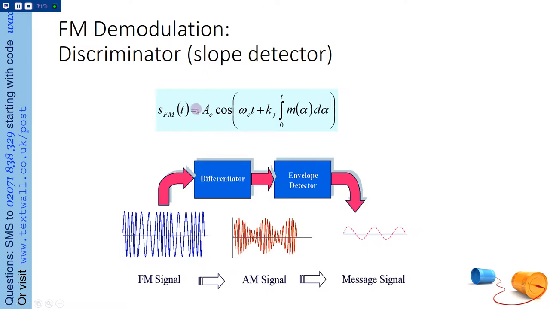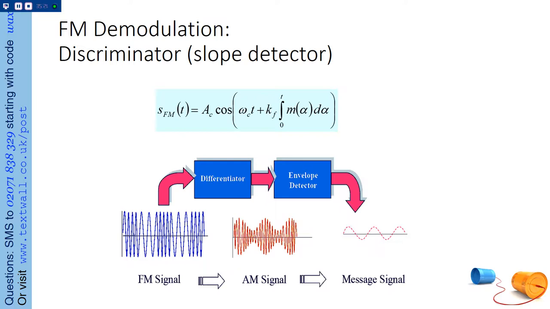Okay, so look at that signal there. Look at the expression there in the box. That's our FM signal. Where's the message? The message is hidden inside that integration. So in order to recover the message, you need the instantaneous frequency. And the instantaneous frequency is the derivative of the phase. Okay?